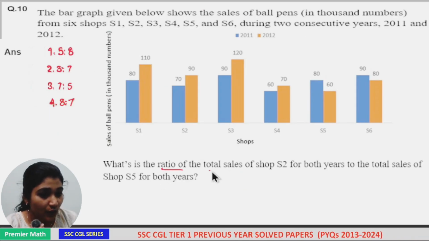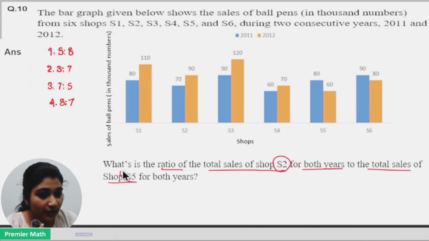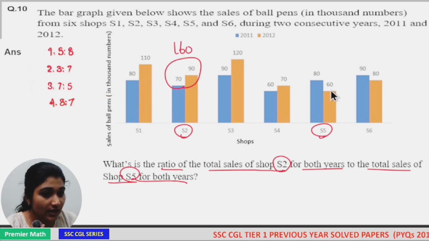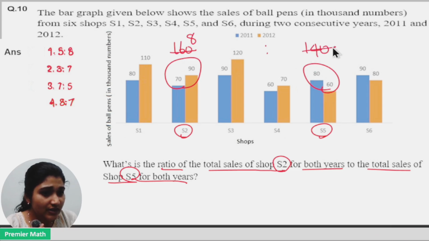What is the ratio of total sales of shop S2 for both years to the total sales of shop S5 for both years? Here S2 is 70 plus 90, which is 160, and S5 is 80 plus 60, which is 140. Then the ratio is equal to 20 goes 8 times in 160, 7 times in 140. Option 4 is your answer.